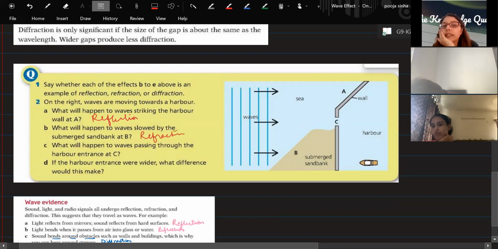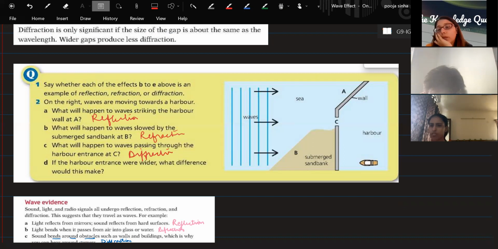What will happen to waves passing through the harbor entrance at C? Diffraction. Superb. Very good. If the harbor entrance were wider, what difference would it make? It's diffraction only.